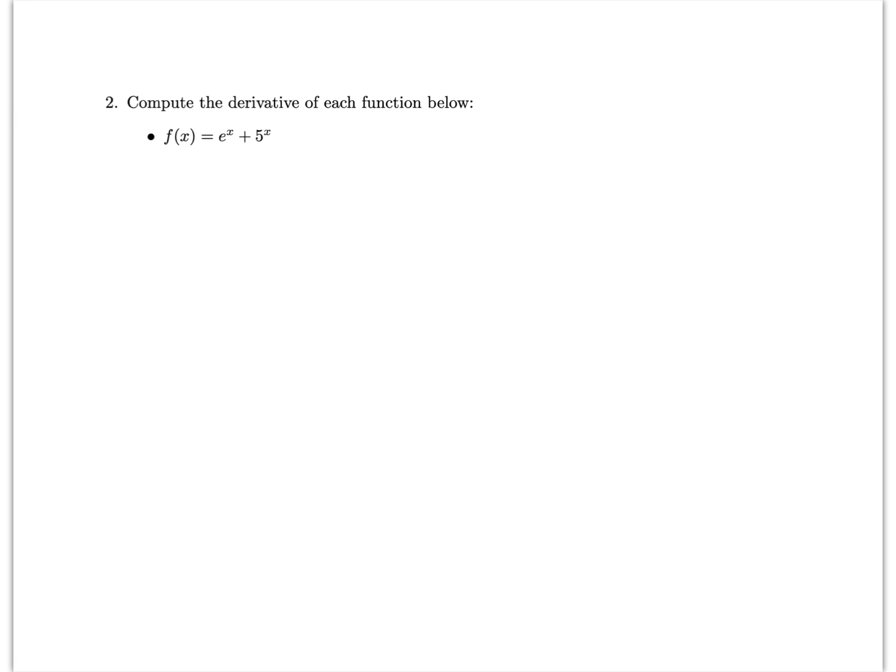So f of x is e to the x plus 5 to the x. I'm going to apply the exponential rule to each term and just add the two together. So f prime of x is going to be, the derivative of e to the x is e to the x. And you can write times the ln of e if you want, or you can just remember that the derivative of e to the x is e to the x. Okay. The derivative of 5 to the x is 5 to the x times the ln of 5. Ln of e is just 1, so this is e to the x plus 5 to the x times the ln of 5.